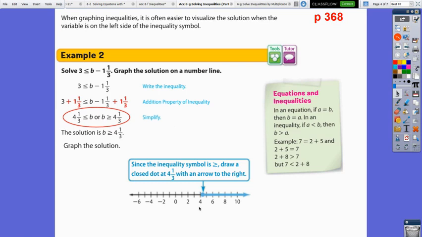And they tell you to graph it. So you got to put a number line there at 4 1/3, 1/3 of the way between 4 and 5, right? It's a closed circle because your inequality includes the equal to, okay? And we're looking for values of B that are greater than 4 1/3. So the arrow goes to the right.